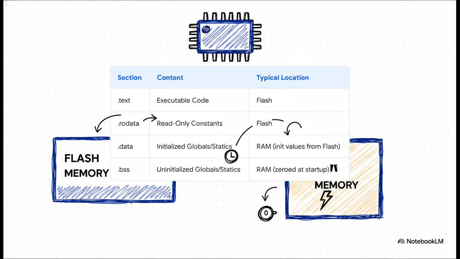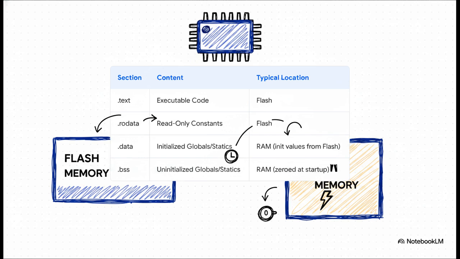The .text section, that's your actual machine code, your instructions. That gets stored in flash. Same thing for .rodata, that's your read-only data. And this is where the C language really meets the hardware. When you declare a variable as const, you're basically telling the linker, hey, this thing never changes, so go ahead and stick it in the .rodata section, where it can live permanently and safely in flash.